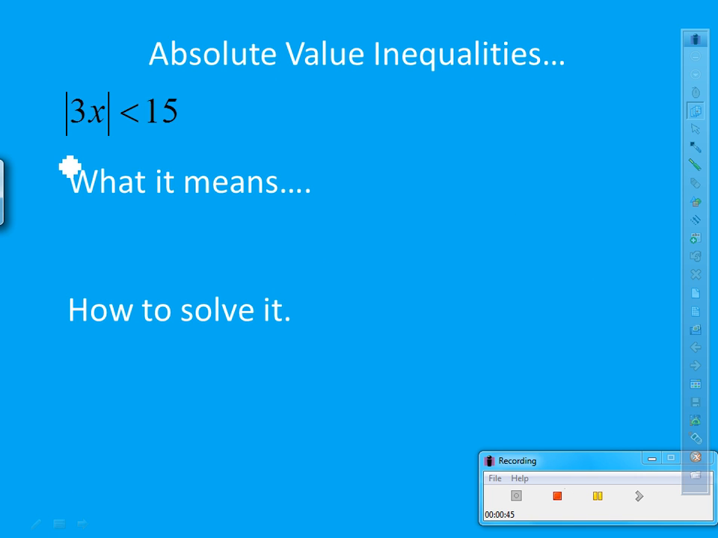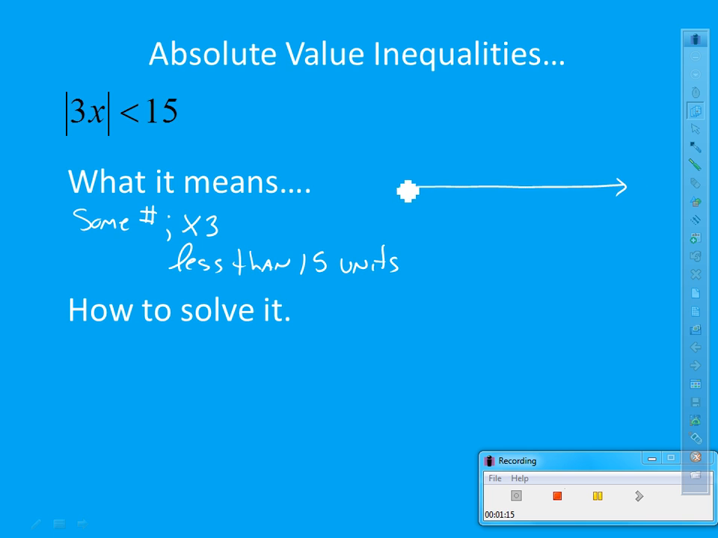Here's where I started. The absolute value of 3x is less than 15. What does that mean? I'm wanting you to find some number, multiply it by 3. And once you've done that, you're less than 15 units from 0. And I'm hoping, without showing you much math, you can just imagine some things real fast.